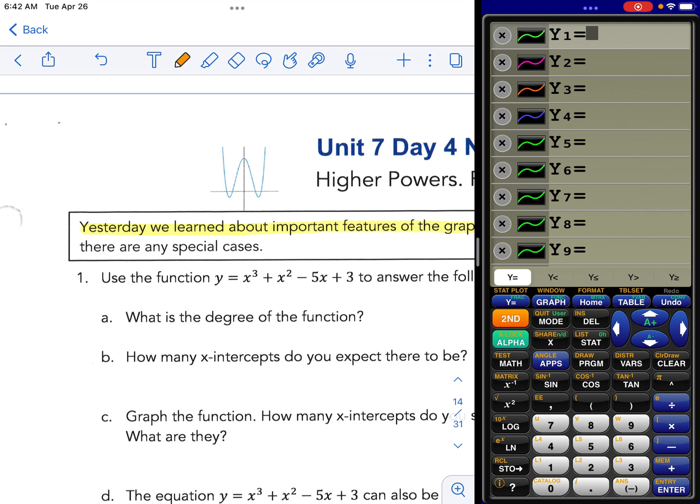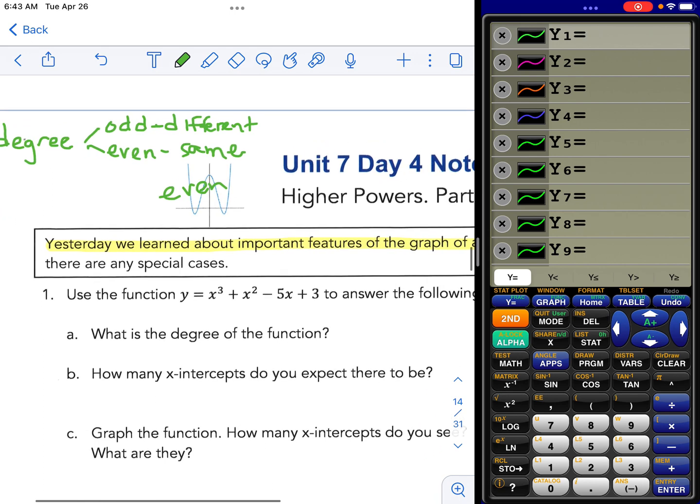So what we learned, I'm going to use the same color coding, is if we know the degree, we can determine that if it's odd, the ends do different things. One goes up, one goes down. If it's even, the ends do the same thing. They both go up, both go down. So like down here, this must be even, because the ends both do the same thing, they both go up.